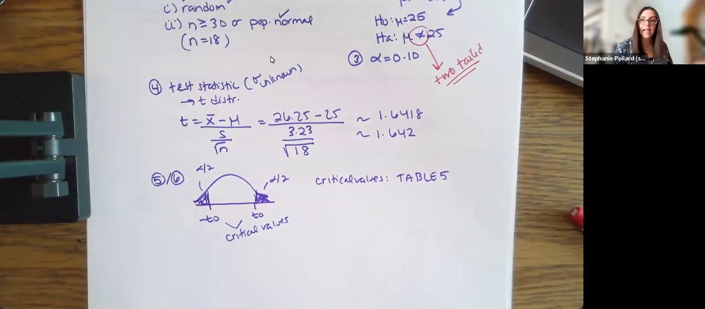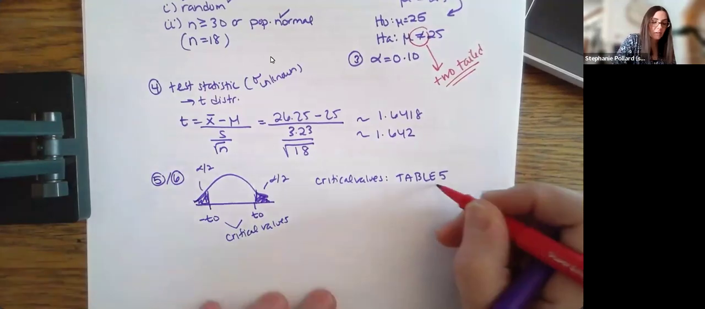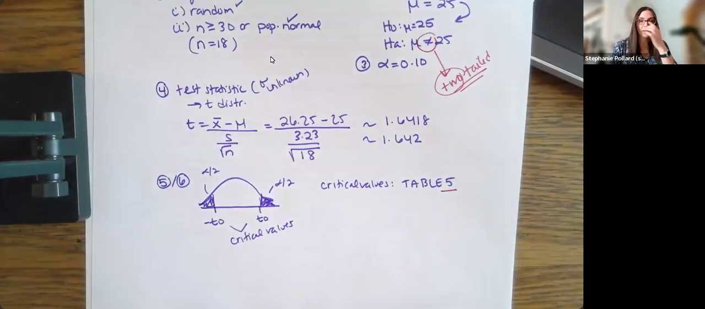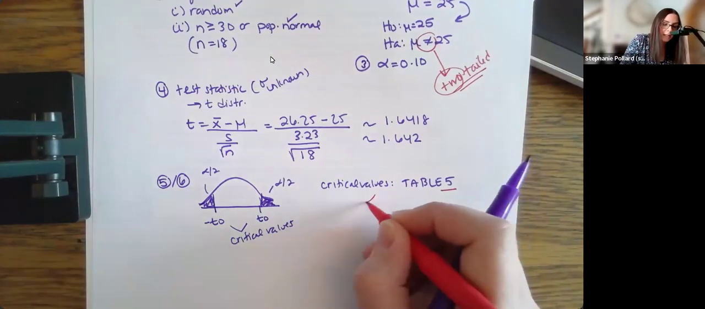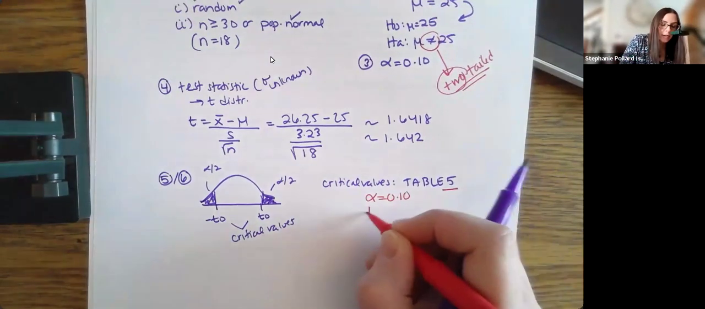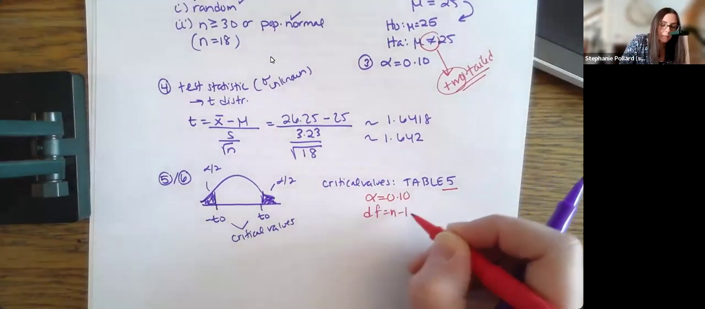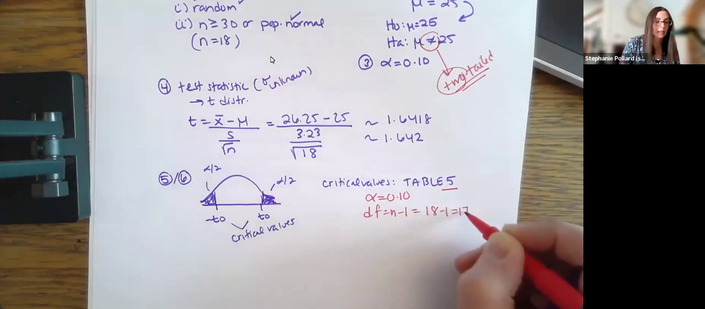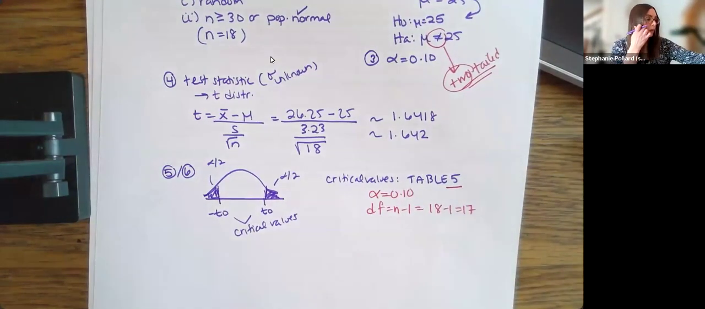So a couple things I have to note to use table 5. I need to know, in this case, that it's a two-tailed test. So if it's a left or right tail, that's a one-tailed, but if it's a not equal to sign, we have a two-tailed test. So I need that idea of 2. I do need to know what my total alpha is. So my total alpha we said was 0.10. And I also need to know my degrees of freedom, which is n minus 1. So 18 minus 1 is 17. So I need to use those pieces of information when looking at my table.